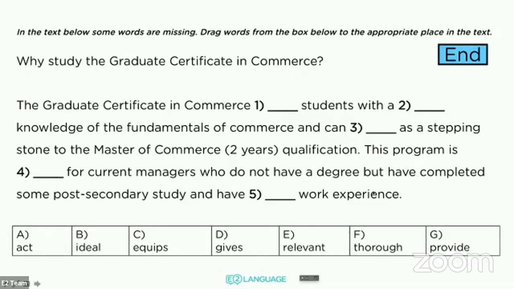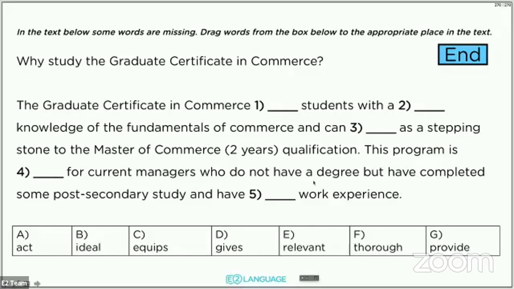Okay, let's just quickly look at this because there's another little key here. If we look at this gap here, the graduate certificate in commerce something students, we're looking for a verb. Well, it could be this one. It's not ideal. It's not relevant. It's not thorough. So we've eliminated the options. Now, the graduate certificate, we know it needs to be a verb with an S on the end. So it's not going to be act and it's not going to be provide. So we have now 2 options to select.